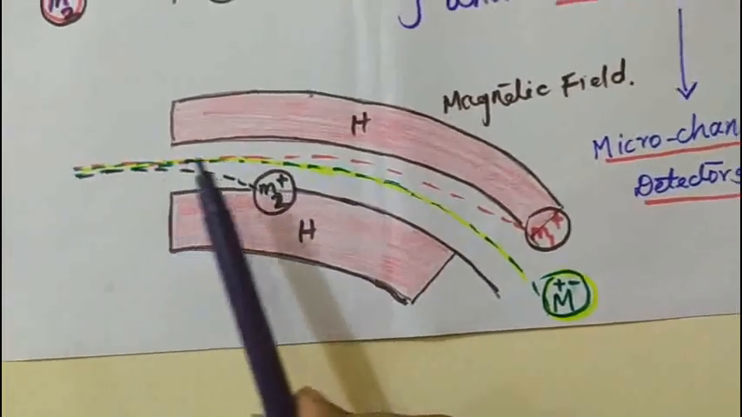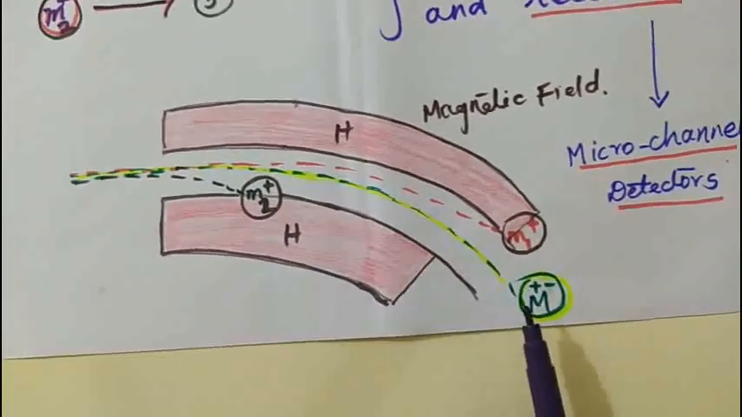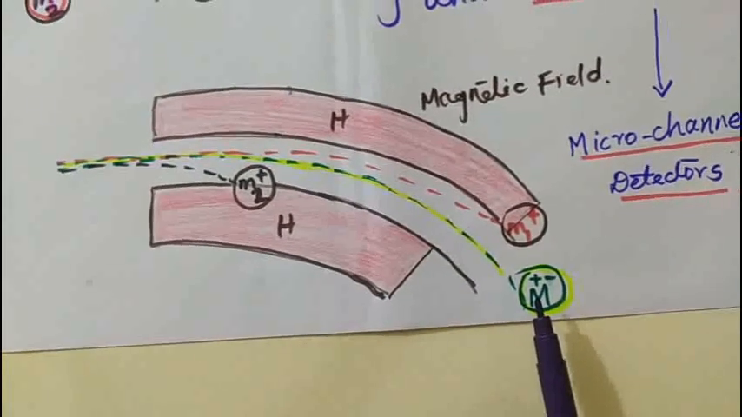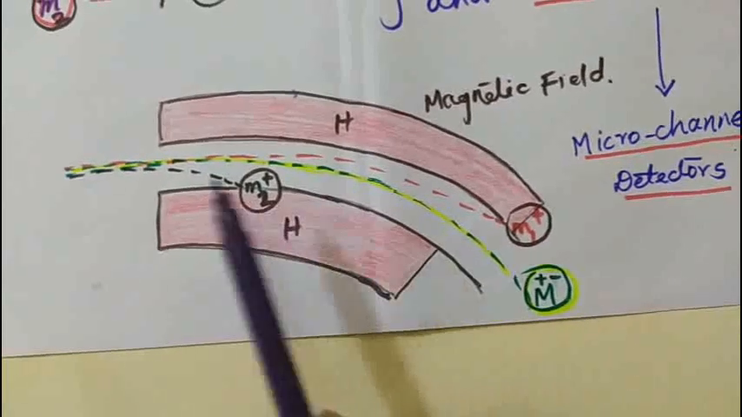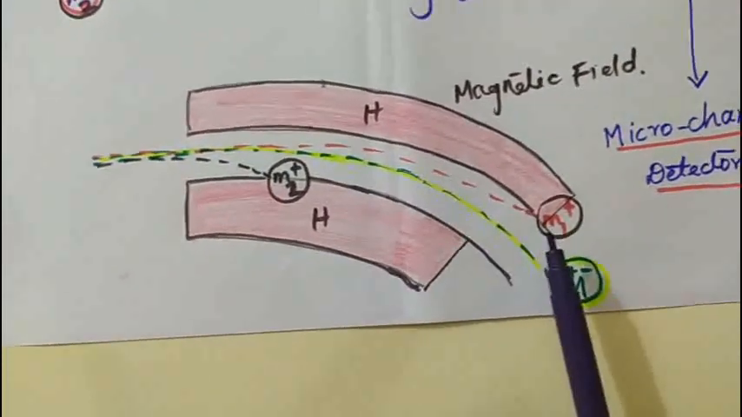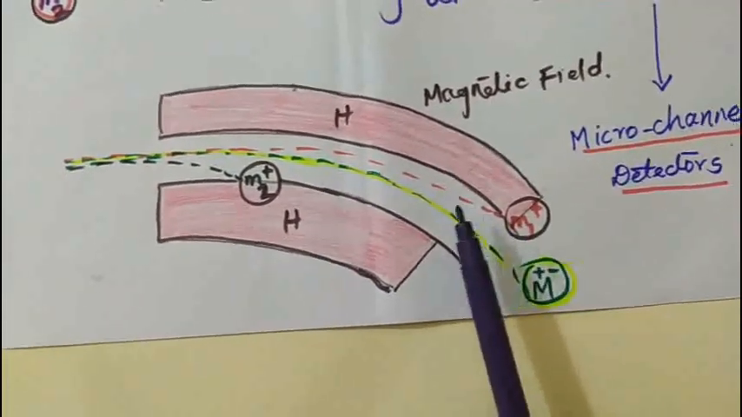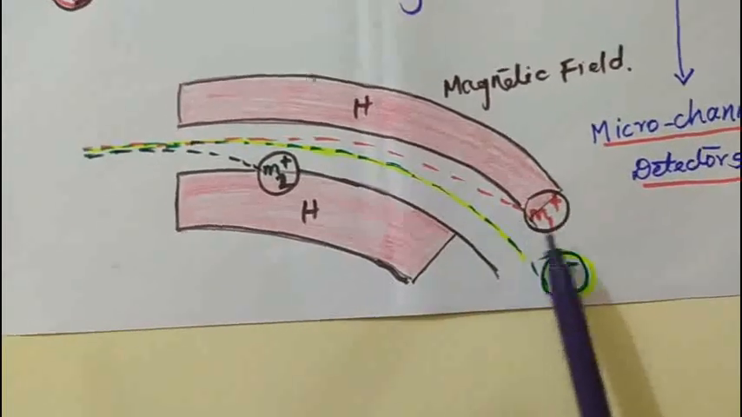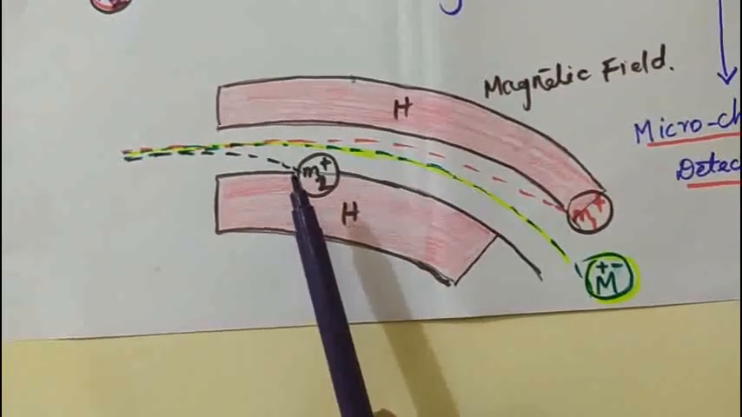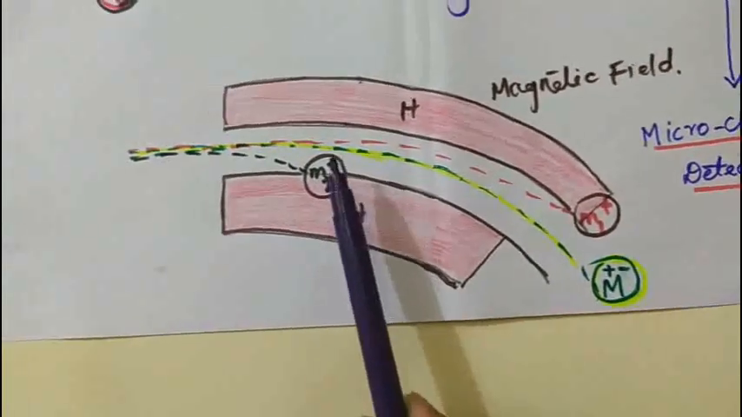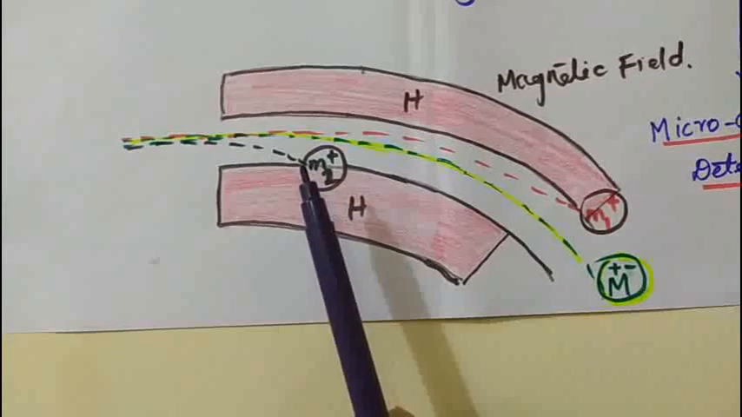Now you can see the path here. The path of the heavier ion is least deflected, so that's why it will reach first, whereas the path of the medium sized cation is deflected slightly, so it will reach second, and then the path of the lighter ion is deflected the most, so it will reach at last.